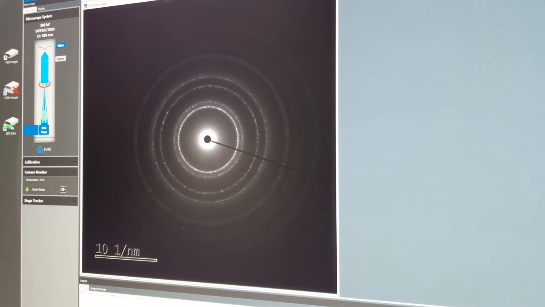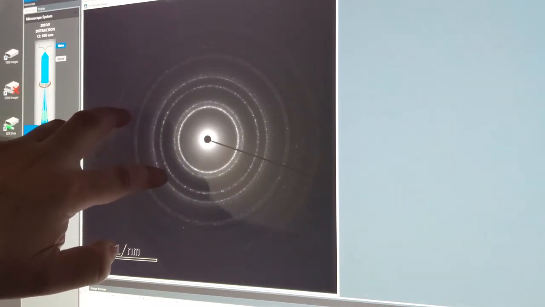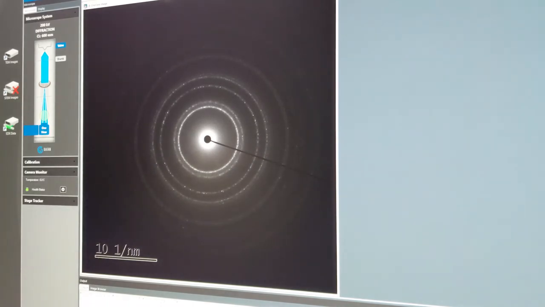Note that each particle will just give us a spot on the ring. So if we look here, we can see perhaps that this ring is composed of separate spots. But we have maybe thousands of nanoparticles forming this diffraction pattern, and all those nanoparticles are in different orientations. So they rotate around the center, and they're all scattering at the same angle, and hence they build up a ring. Each of the individual diffraction spots builds up a ring.